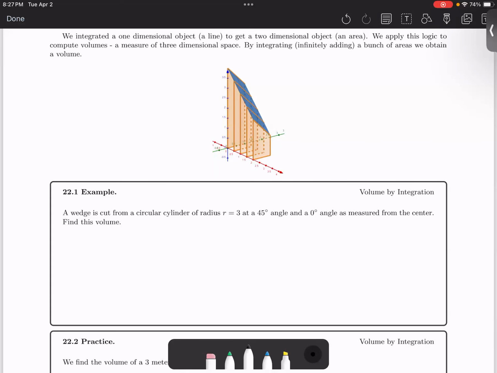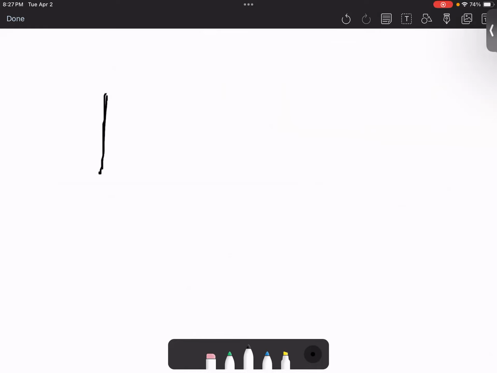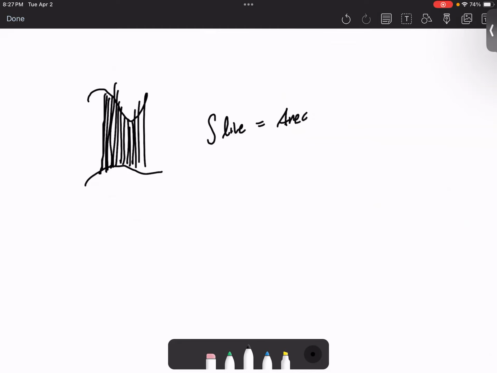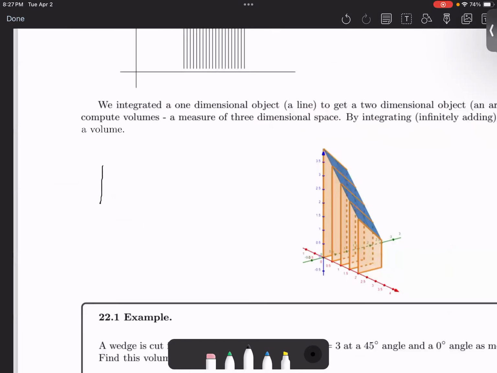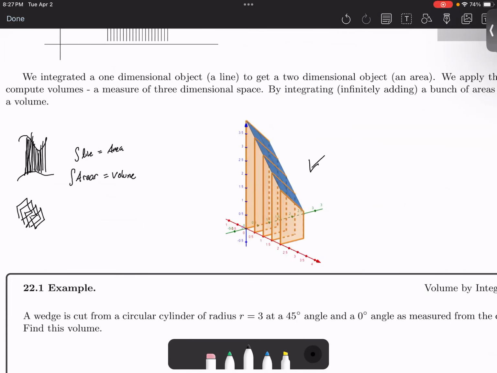Example 22.1 is going to walk us through how to use integration to find volumes. We've already seen how we can take a line, and maybe it has variable height, and integrate that line between two curves, and that recovers an area. Similarly, if we take an area and we integrate it, that builds a volume. This picture does a pretty good job. We are going to integrate slices of volume.